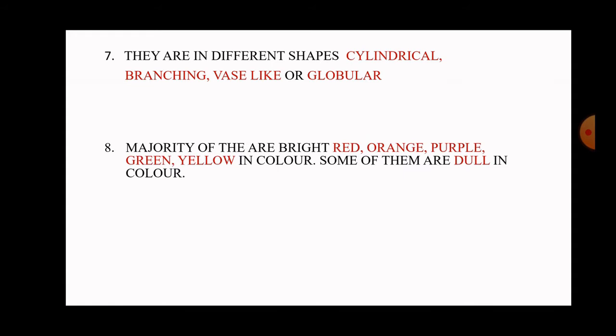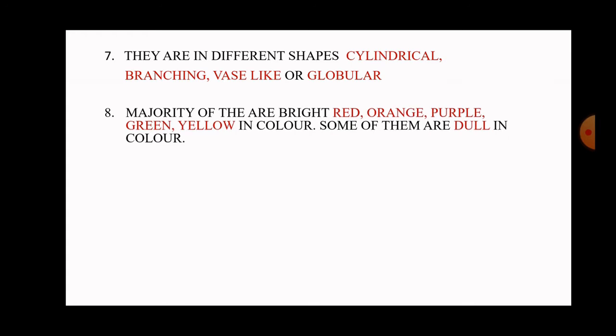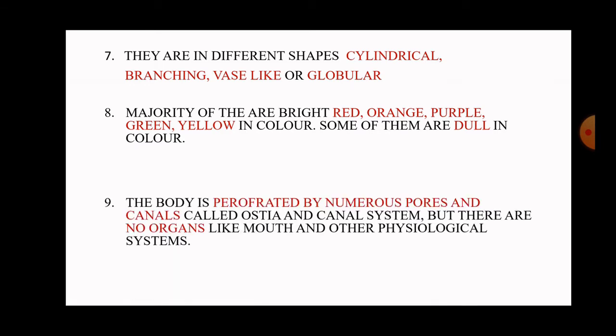And coming to the colors of these sponges, they are beautiful, bright colored animals, and they may be red, orange, purple, green, or yellow, and of course some of them are dull in color like white, gray, and other pale colors.